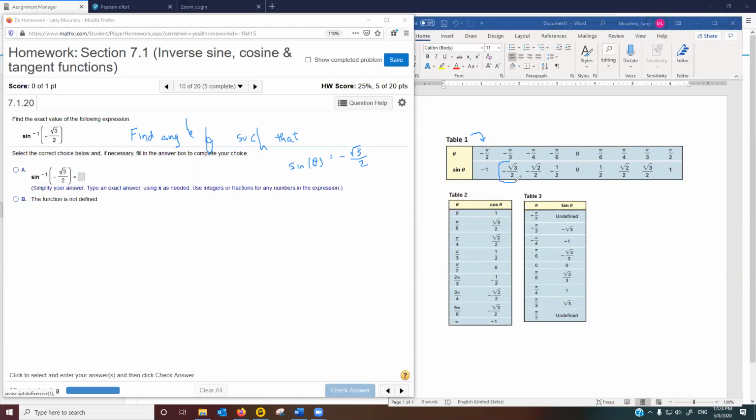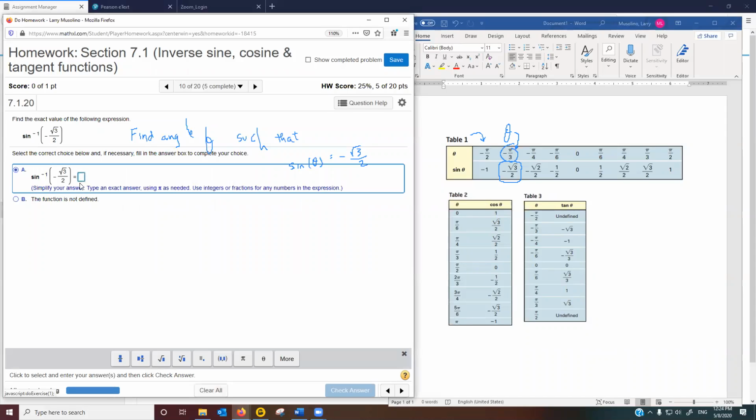Well, here it is right here. What angle does that go with? Well, the angle theta here looks like it's negative pi over 3. So the answer to this question is going to be negative pi over 3. So let me come here. I'll enter a fraction, and I'll make this negative pi over 3.